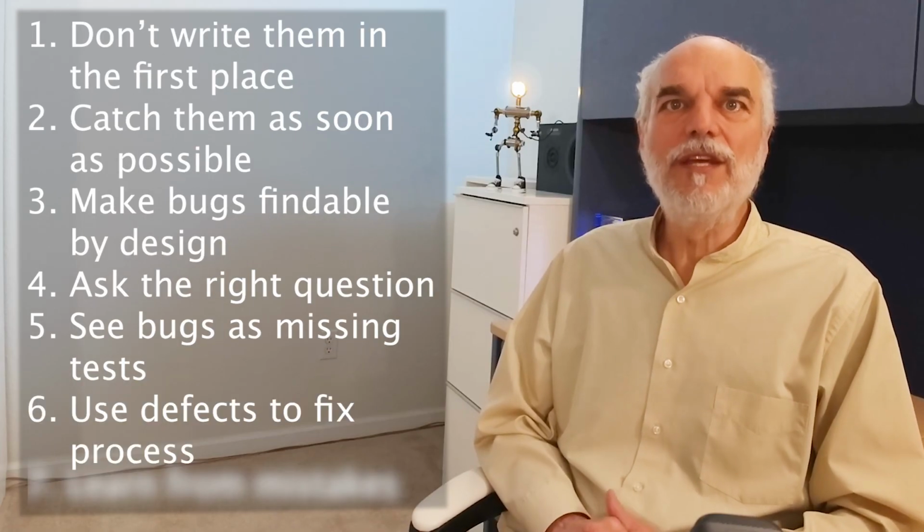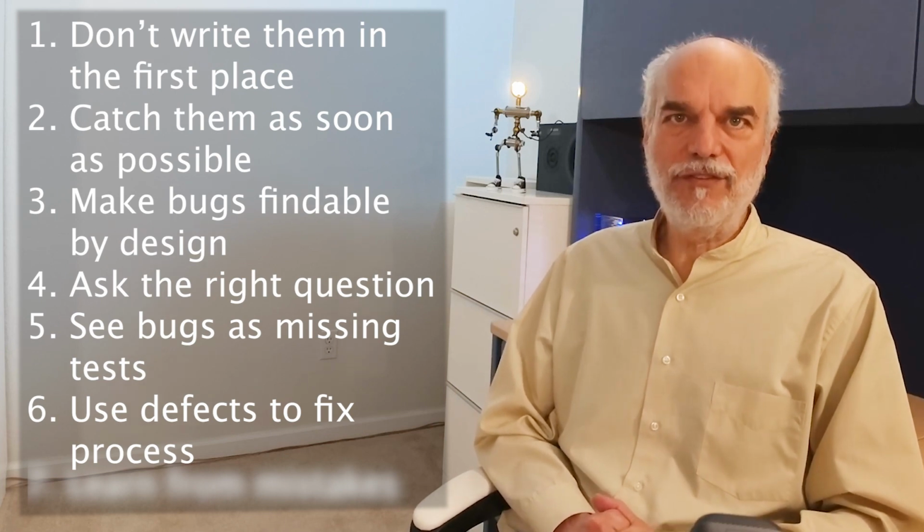Number 6, use defects to fix process. When I find a bug, I ask myself why the bug happened in the first place. Sometimes this leads me back to a problem in my software development process, and fixing the process can potentially get rid of many, many more bugs. Look for ways that our tools can help us do the right things.